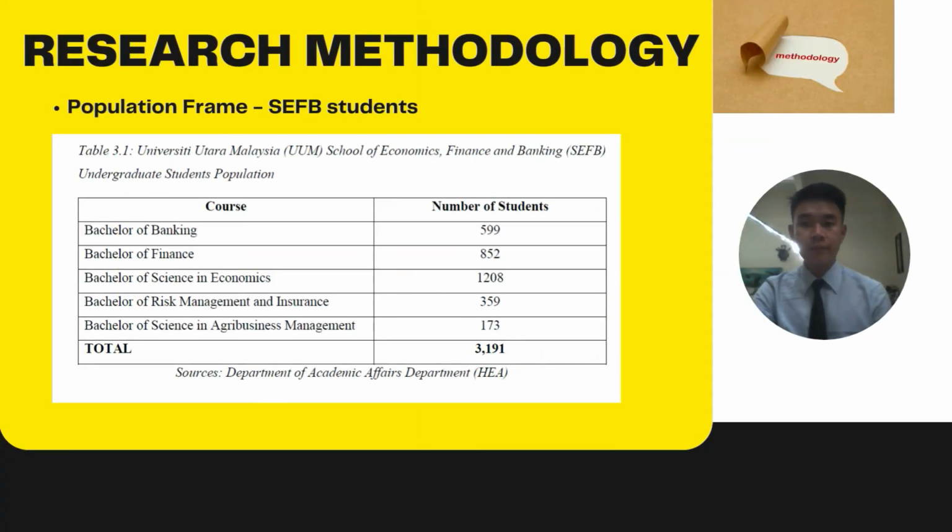Alright, for the population frame, Table 3.1 shows the University of Malaya School of Economics, Finance and Banking undergraduate students population. There are 5 courses in SFB, which are Bachelor of Banking, Bachelor of Finance, Bachelor of Science in Economics, Bachelor of Risk Management and Insurance, and Bachelor of Science in Agribusiness Management as well. The total number of students in SFB is 3,191 students.